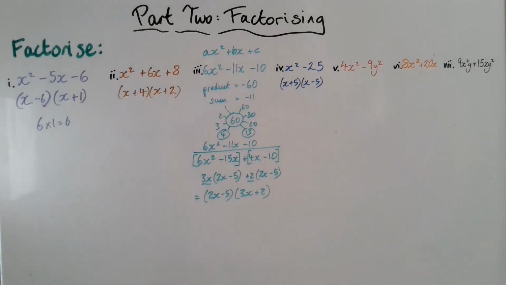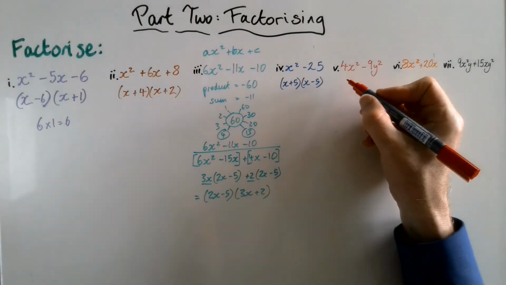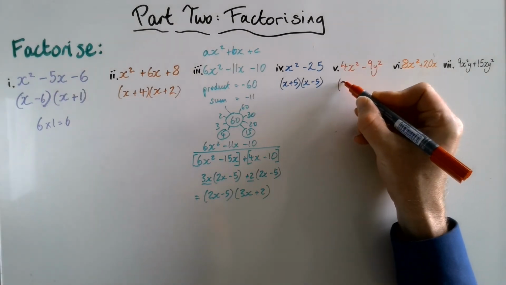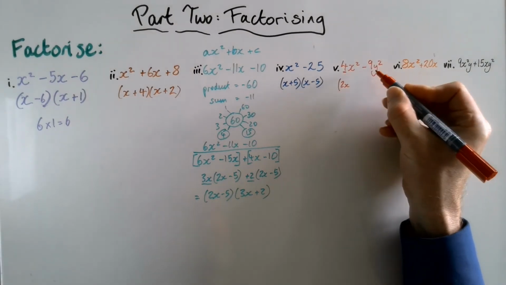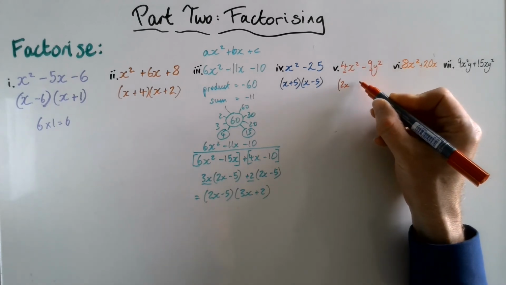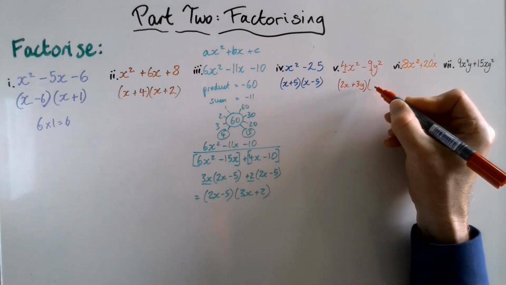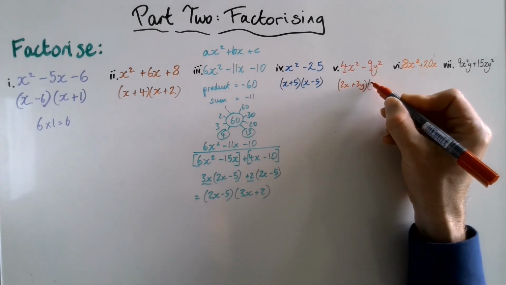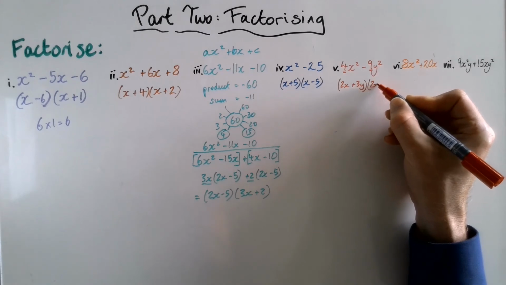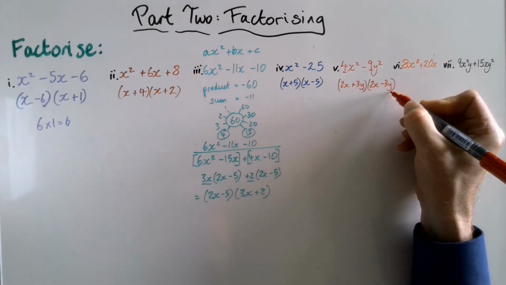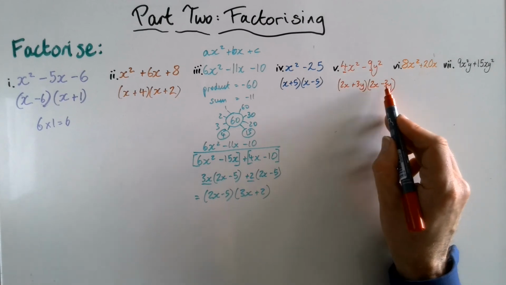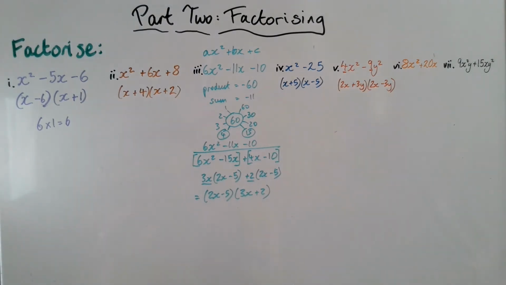The next one is another difference between two squares, but slightly sneakier, because 4 is a square number and so is 9. So we're going to have 2x plus 3y. And then to get the negative 9y squared, we're going to be multiplying by negative 3y. And because those are going to give us the same things cancelling out, all our xy's will disappear there.